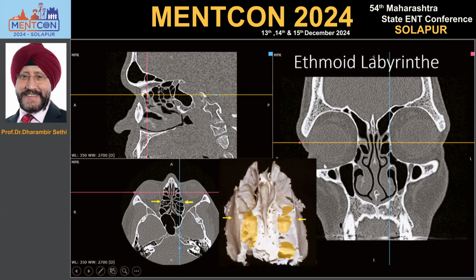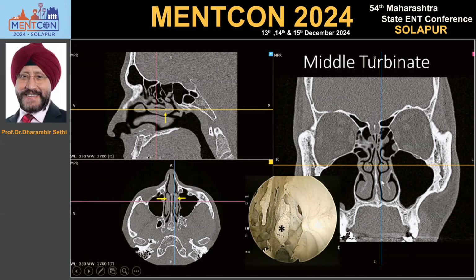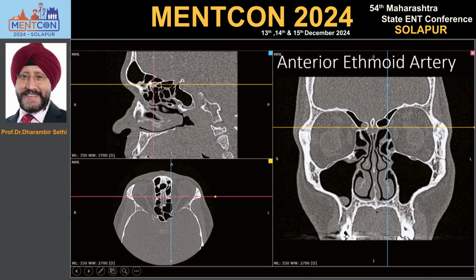The ethmoid labyrinth basically comprises ethmoid cells, and they are divided into two groups, anterior and posterior, which are separated by the ground lamella of the middle turbinate. The lateral wall of the ethmoid labyrinth is formed by the lamina papyracea, and the medial wall is formed by the middle turbinate, and the basal lamella separates the anterior group from the posterior group of the paranasal sinuses.